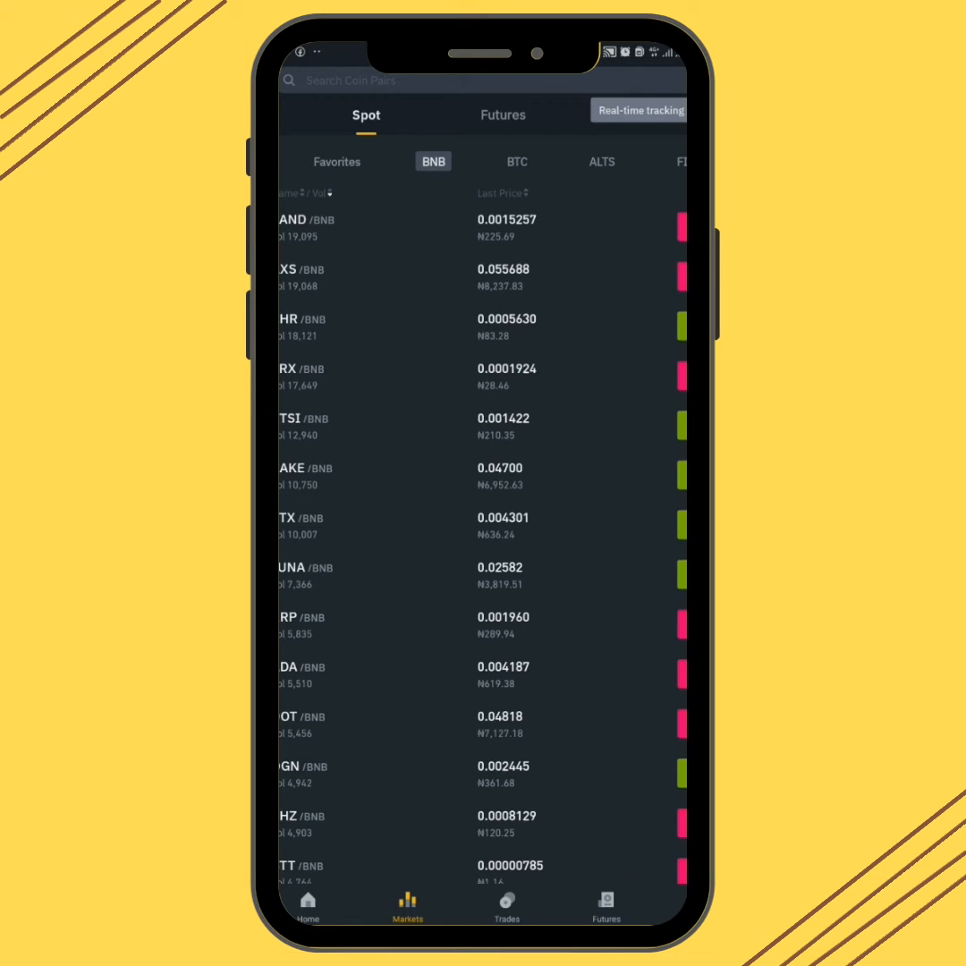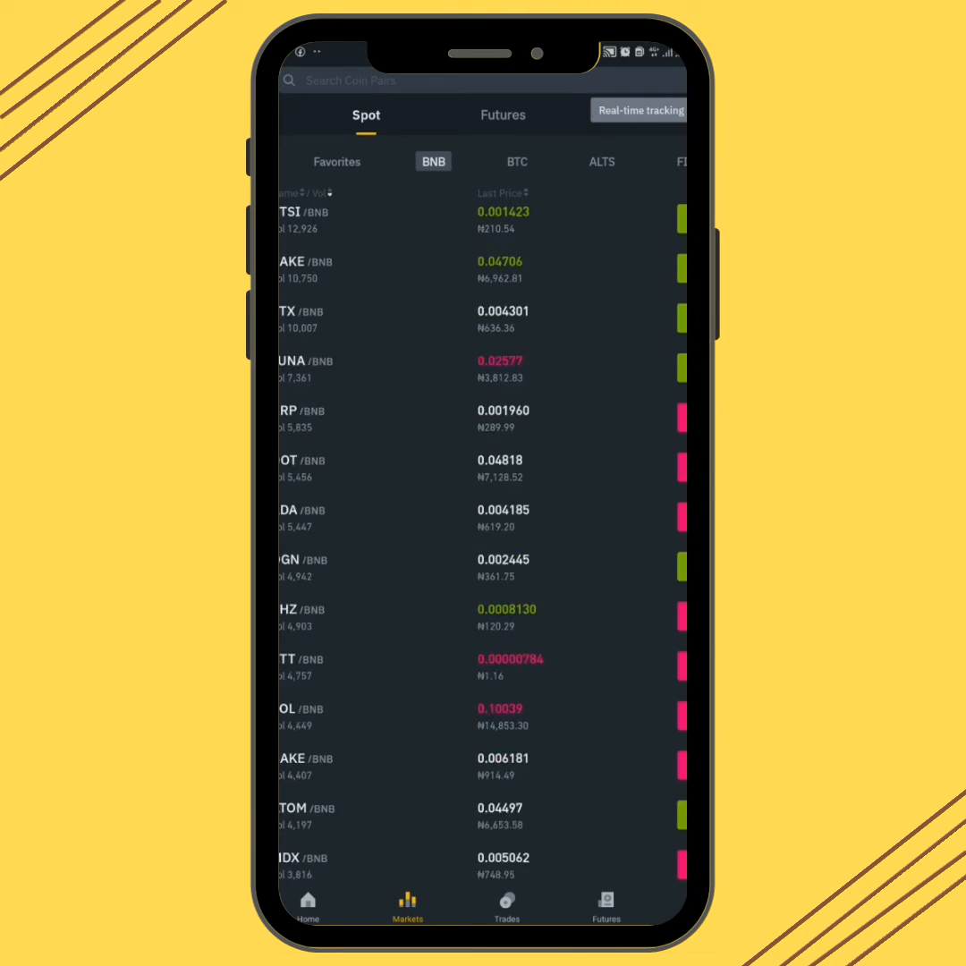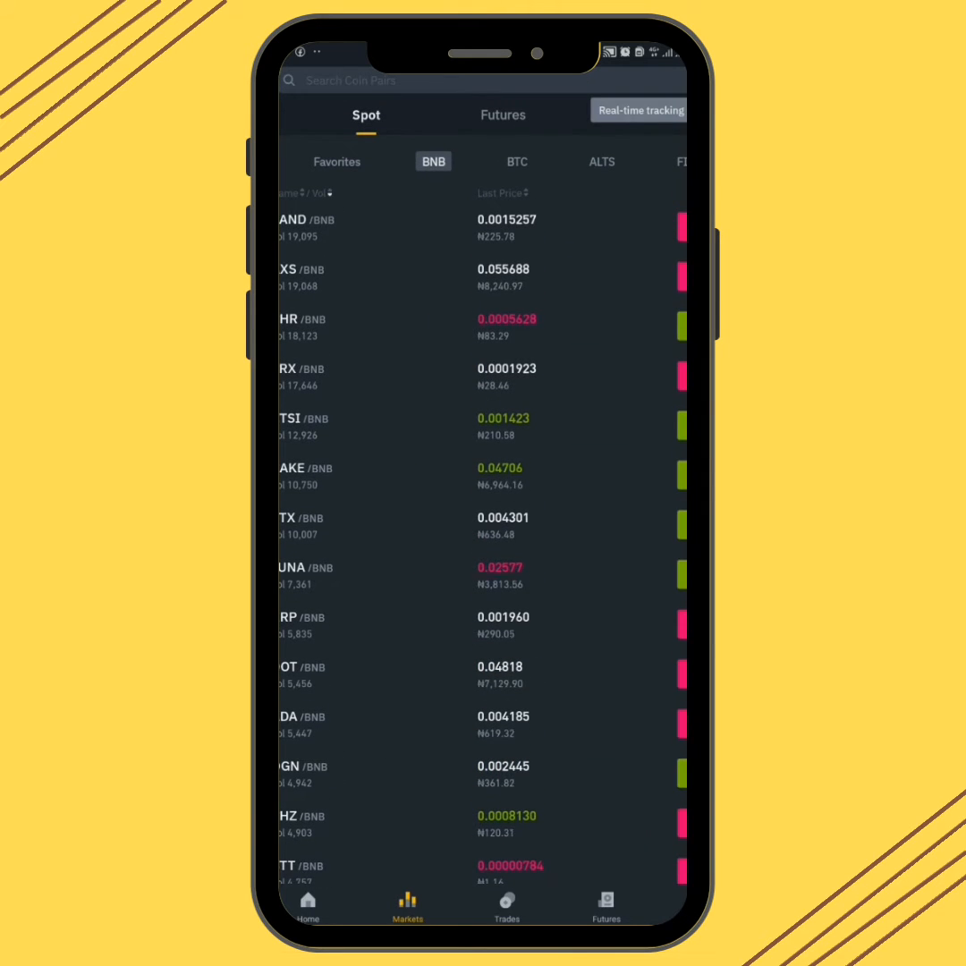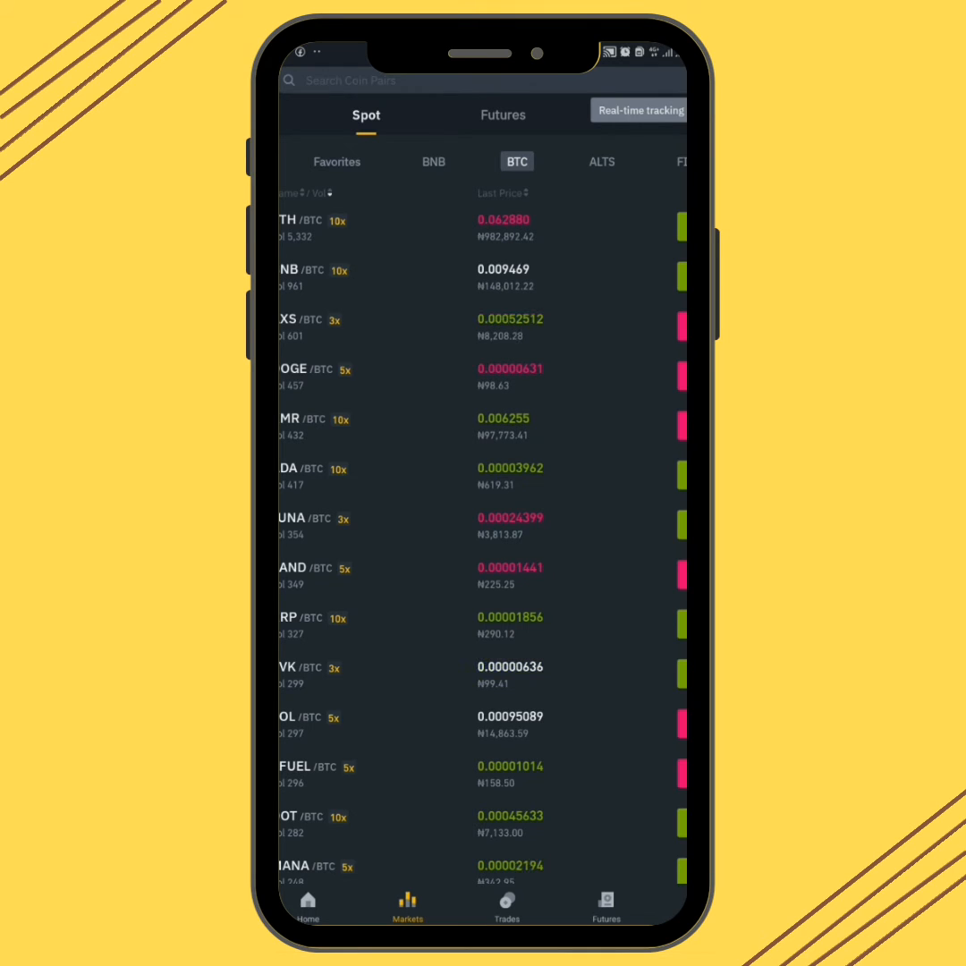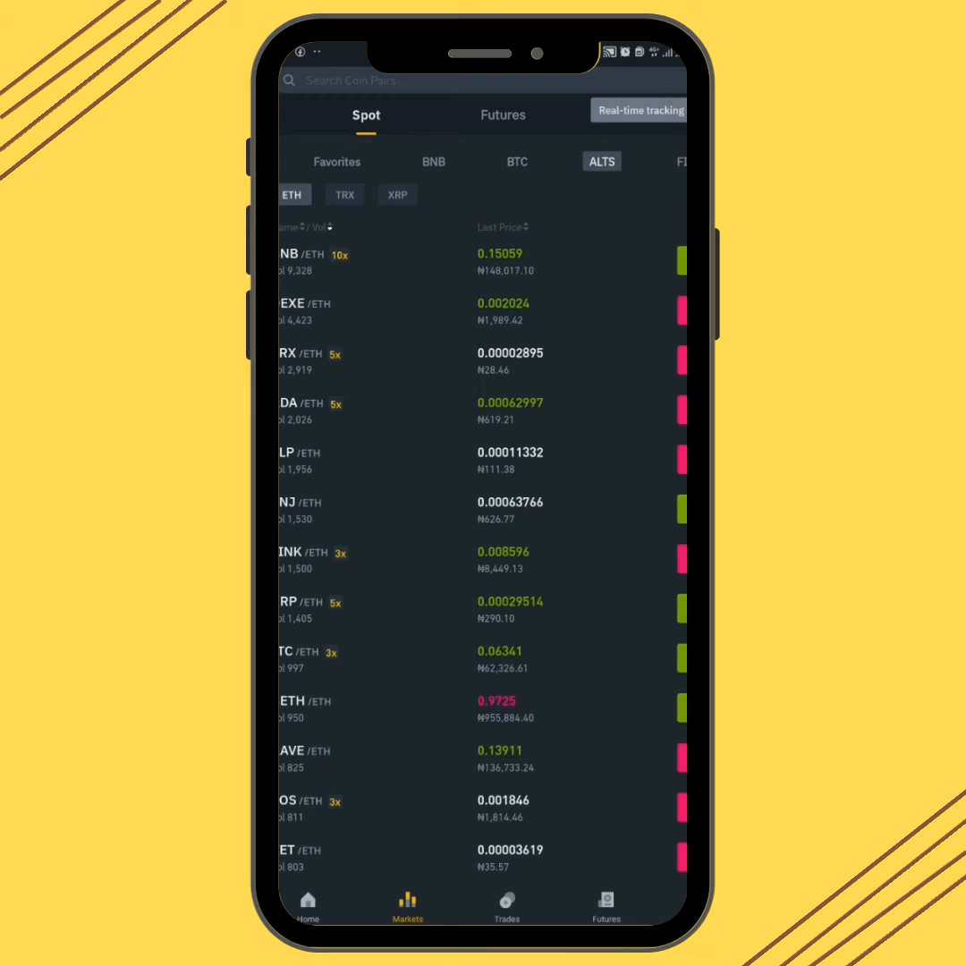Now every market is in pairs. In crypto, every market is in pairs. So you see SAN slash BNB, ASX slash BNB, and so many other coins slash BNB. Now you see BTC: ETH slash BTC, BNB slash BTC, ASX slash BTC. So these are just pairs. A market is always in pairs. These are just pairs of markets, and you see BNB slash ETH.